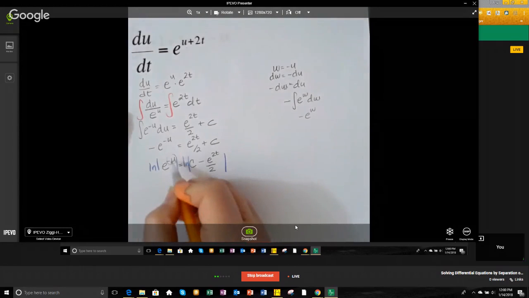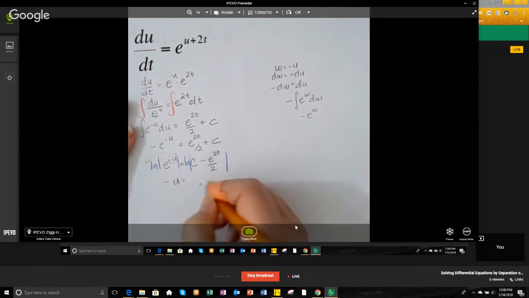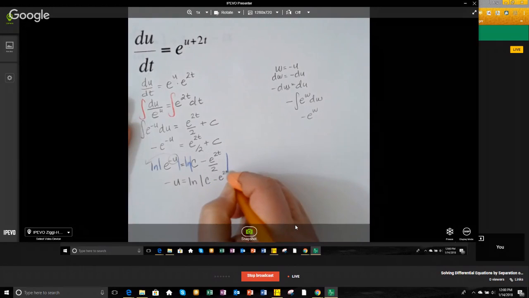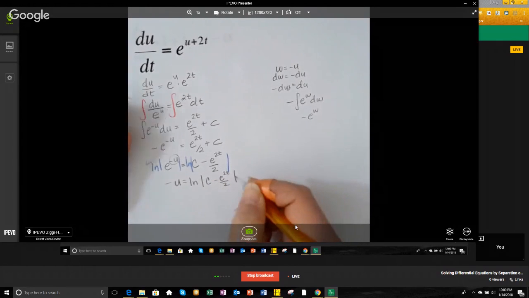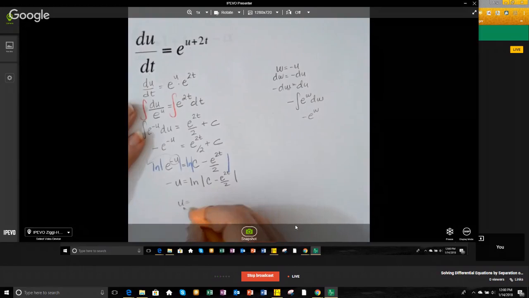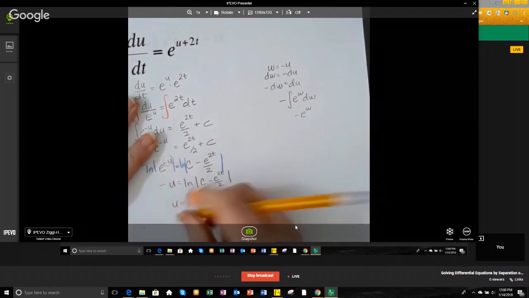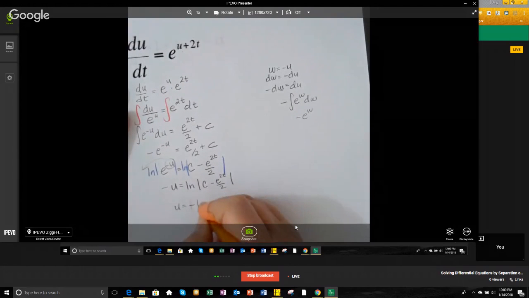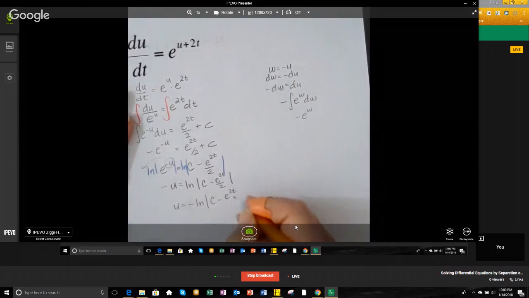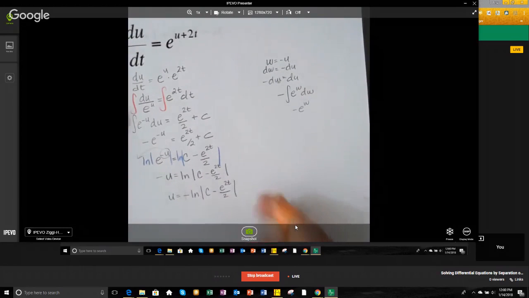And when we do that, we can bring the negative u exponent down in front. So we get negative u equals natural log of the absolute value of c minus e to the 2t over 2. And we can say our solution is u equals the negative natural log of the absolute value of c minus e to the 2t over 2.